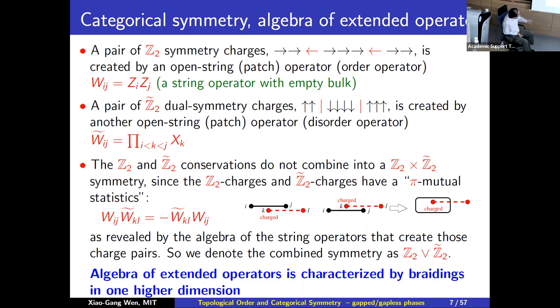Because of this non-trivial commutation relation for the charge pair operators, we say that's a V. That's what this V means. They are not independent. Usually when we have Z2 cross Z2, the charge pair creation operators do not have this non-trivial braiding. And let's call this a braiding. That is the key. Now you can see that in this way of looking at the symmetry, we not only have symmetry and charge, but also somehow there's a braiding. So this kind of structure starts to appear, and this will play a key role.